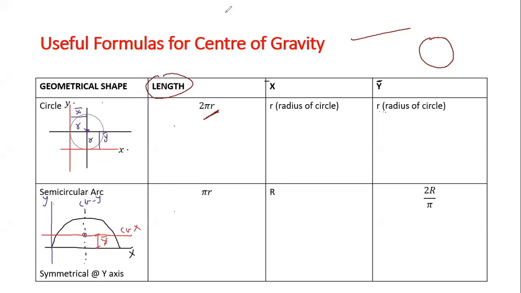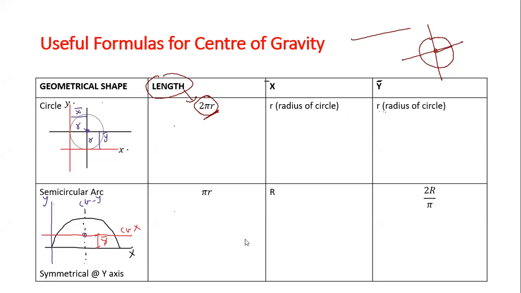Have you heard the word perimeter? Perimeter, circumference, okay. So what is it? 2πr. If you are able to calculate 2πr, you are able to calculate the length. So in the data either a diameter or radius will be given. Now if I am considering a circular element, it is symmetrical about every axis, yes or no? So it's x bar and y bar.